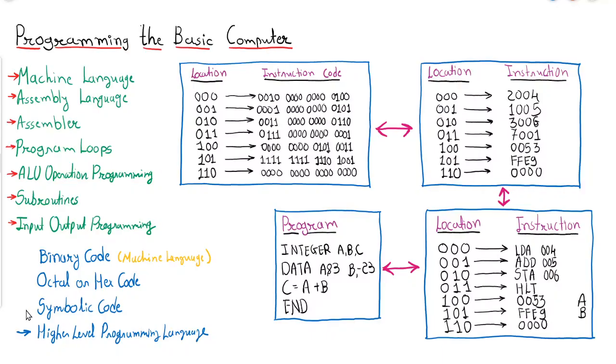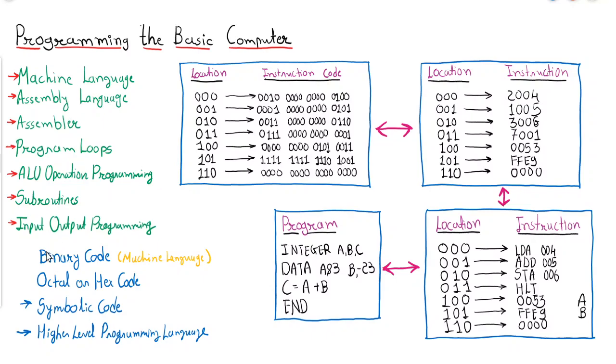Similarly, if you are writing code in symbolic language, which is also known as mnemonic, so if you are writing code using instructions, then it should also be converted into binary code. This programming language is known as assembly language, and the assembly language will be converted into binary code by the assembler. So in this unit we will study the working of the assembler.